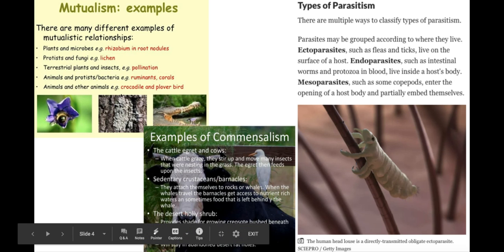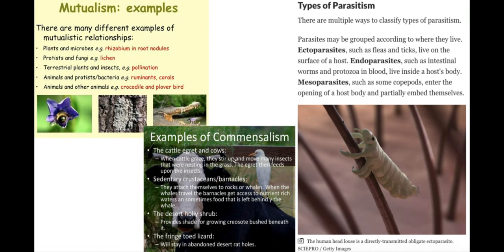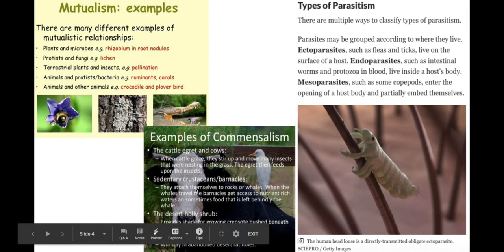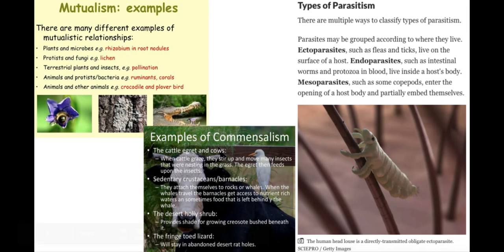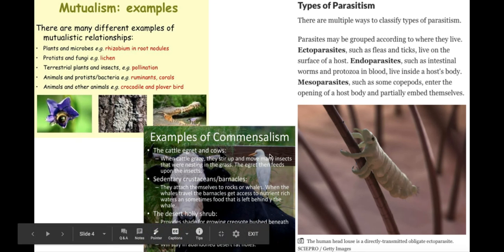So let's start with mutualism. There are some examples here that you can take a look at. But again, in mutualism, both of them benefit. In commensalism, one of them does not get affected or benefit or anything. It's just kind of neutral. Like it's fine if you live on top of me or inside me or whatever, but it's not being affected.